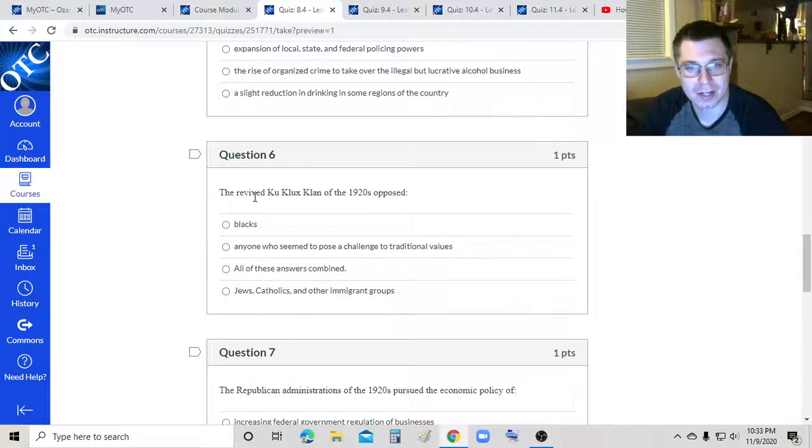Question 6. The revived Ku Klux Klan in the 1920s opposed Blacks, yeah. Anyone who seemed to pose a challenge to traditional values, yes. Jews, Catholics, and other immigrant groups, yes. All of these answers combined, yes.